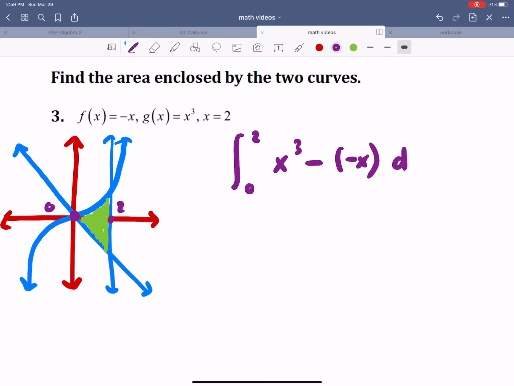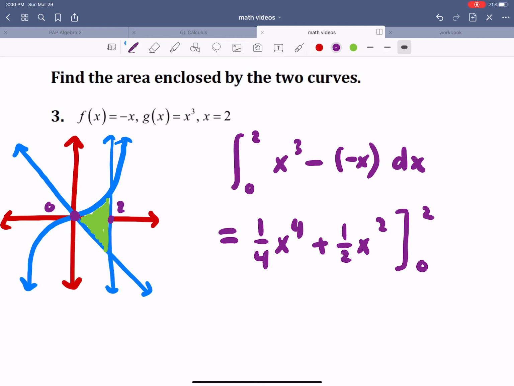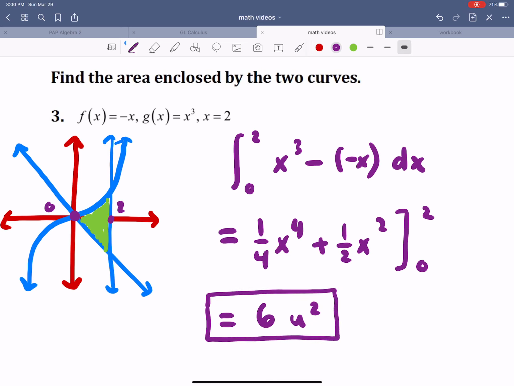So it's important, again, to make sure that you put that negative x in parentheses, because then you'll see to distribute that negative sign. Okay, so evaluating this integral is not that bad. We get 1/4 x to the 4th plus 1/2 x squared evaluated from 0 to 2. So again, I'll let you plug and chug. You plug a 2 in for x, see what number you get, and then you subtract what you get when you plug 0 in for x in each one of those functions. Clean that up, and when you're done, you should end up getting 6 square units. So the area of that little section here is 6.